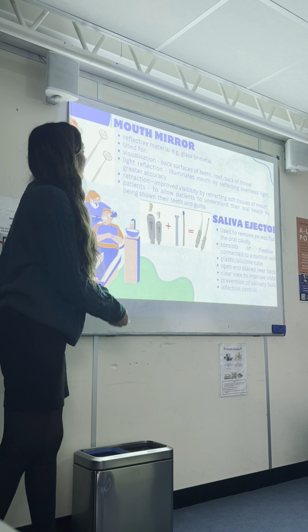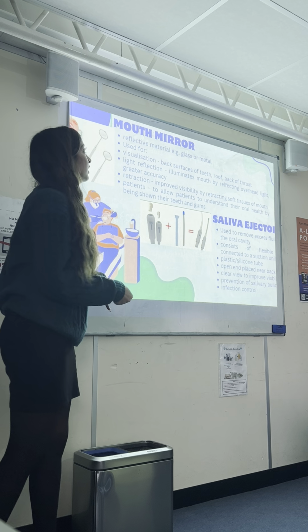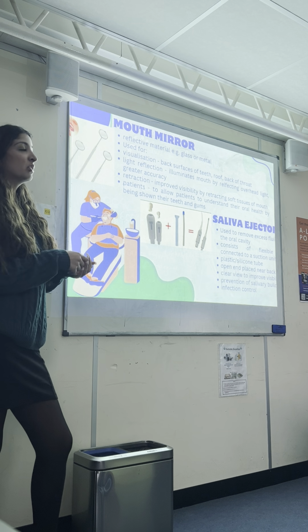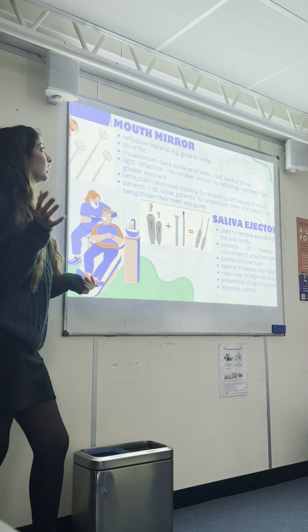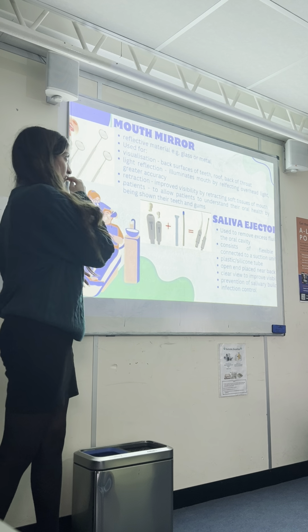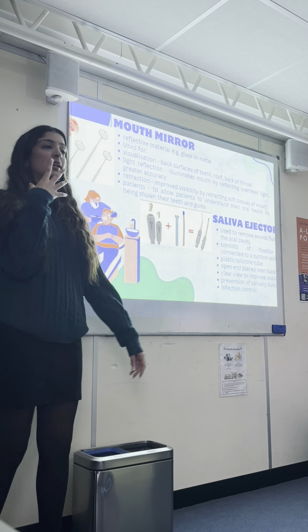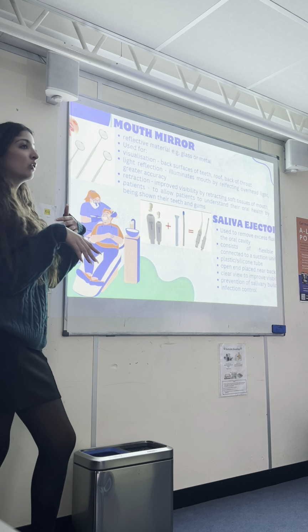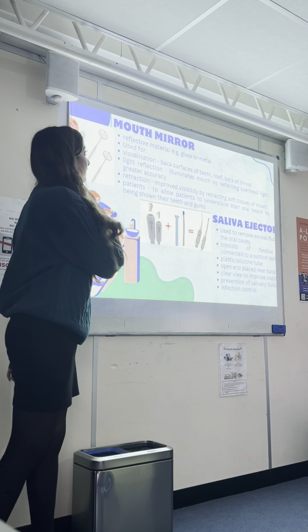So one tool that's basically always used is a mirror, which is a handle connected to a mirror made of a reflective material, such as glass or metal. And it has different uses. So first of all, visualization for places in the mouth that you can't see directly, so the back of your throat or behind your tooth.